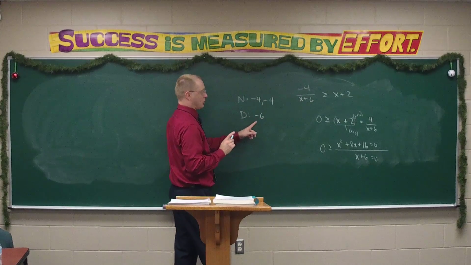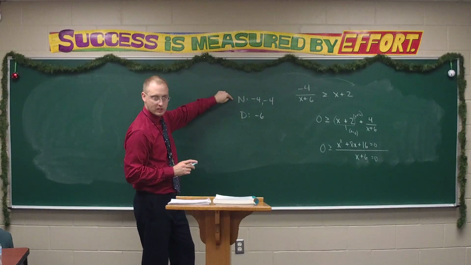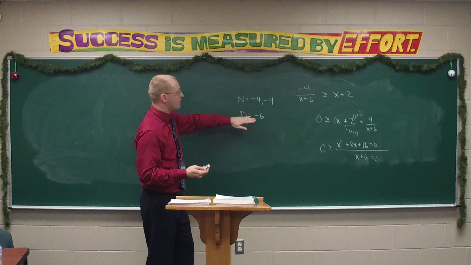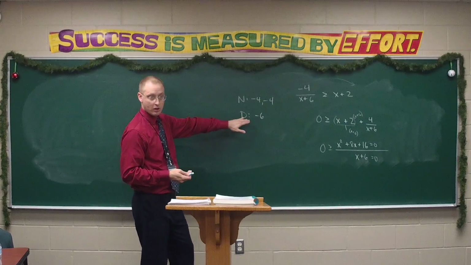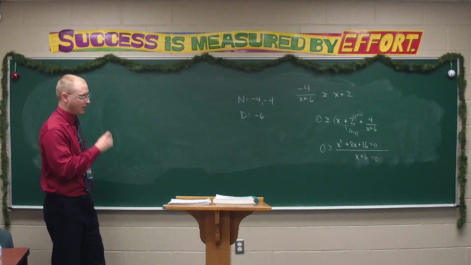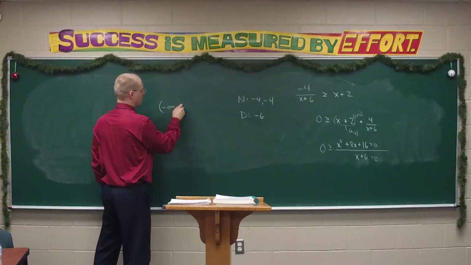And in this particular problem, what notation should the numerator critical points receive, class? Brackets or closed dots on the number line. The -6 should always get parentheses or open dots. So how might I write my ranges this time, Maddie? Parentheses, negative, and then -4 for bracket.